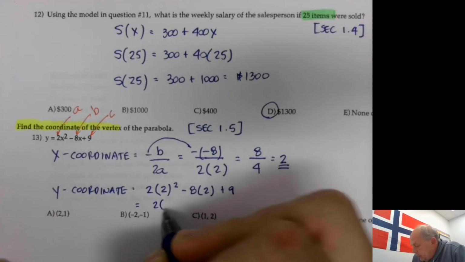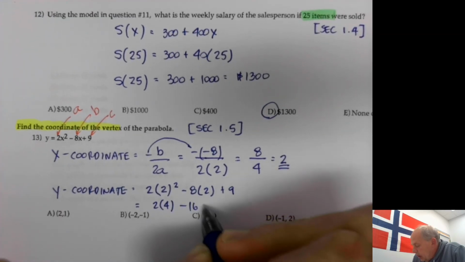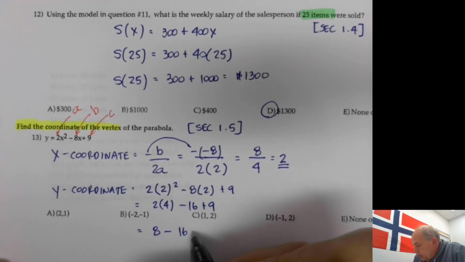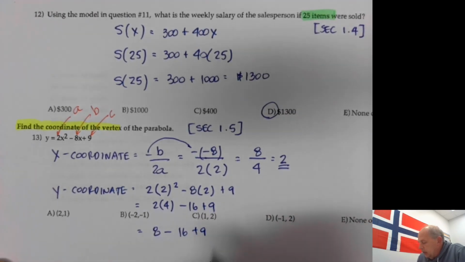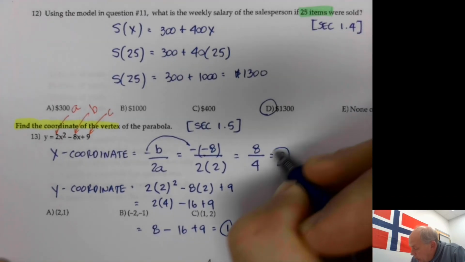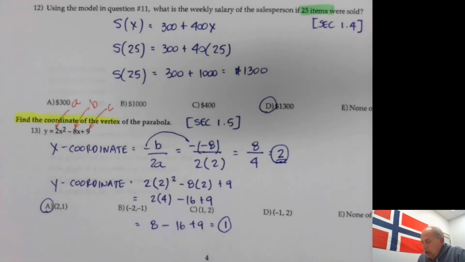Now, all I have to do is say 2 squared times 2 minus 16 plus 9 is 8 minus 16 plus 9. And when I do that, I'm going to get a y coordinate of 1. So my answer, the x coordinate is 2, the y coordinate is 1, and there's how you'd solve for that problem.